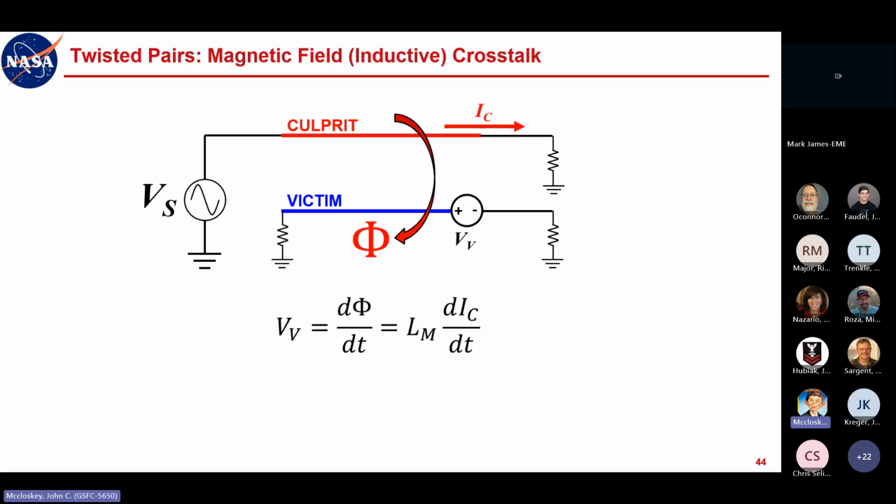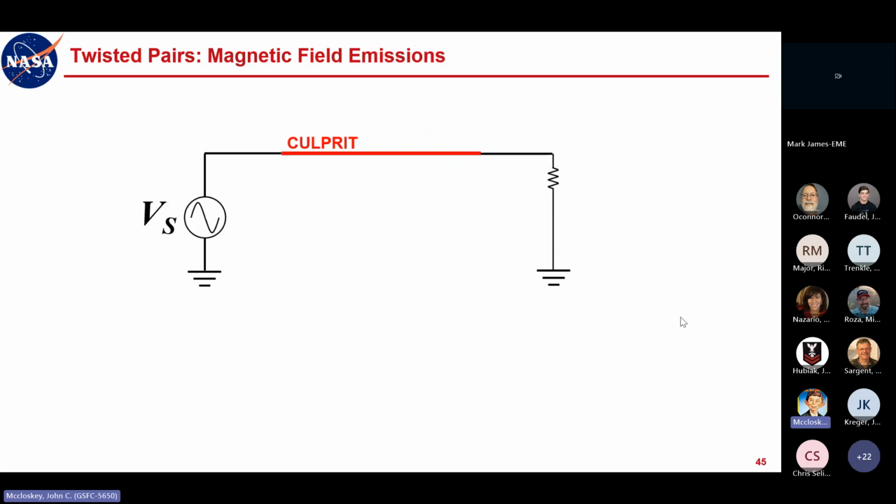Okay, so just a review of our inductive crosstalk model. You have current in your culprit conductor, which generates flux through your victim loop, not directly to your victim conductor. And then that induces a potential in your victim loop. So if we look at our culprit current, it generates this magnetic flux.